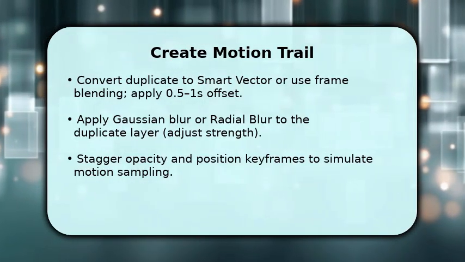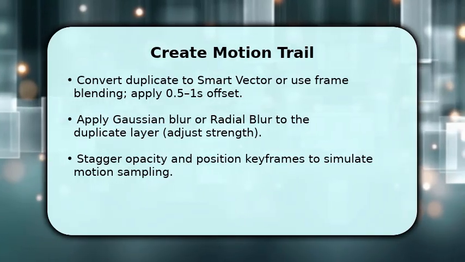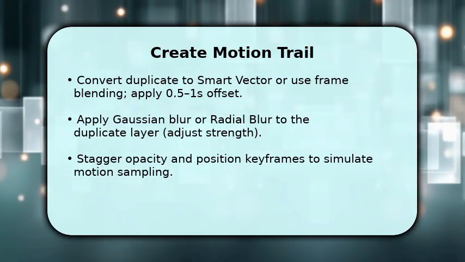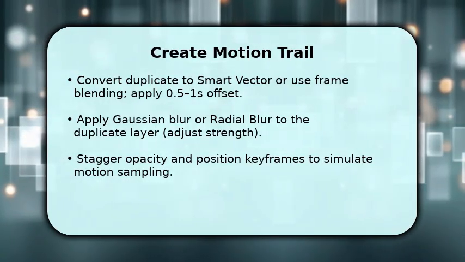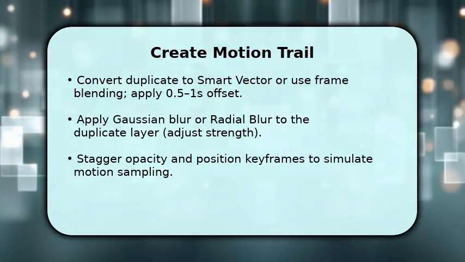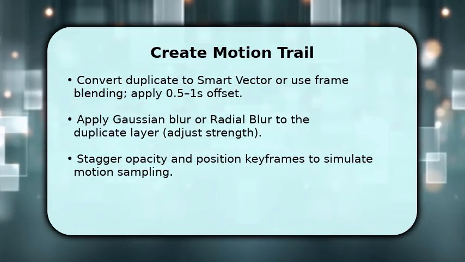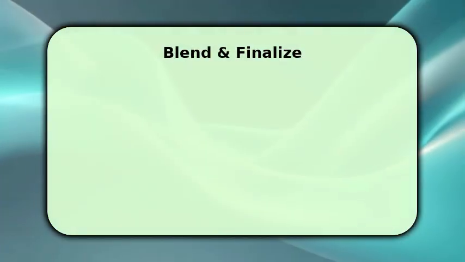This smooths temporal edges. Animate the duplicate's opacity down while slightly shifting position to mimic motion sampling. Make sure easing is consistent so the trail reads naturally. Finish by blending and testing the composite so the blur feels organic.